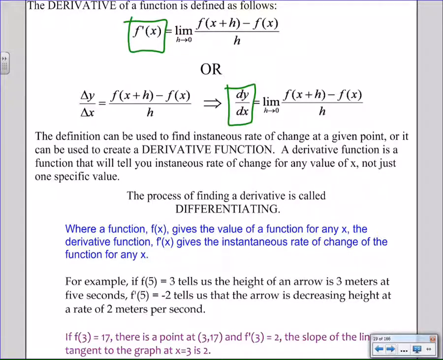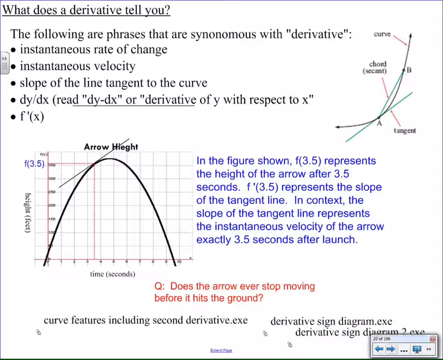Now, there's a lot of stuff to unpack here, but what I'd like to do now is just to get an understanding of what a derivative is and what it's telling us.